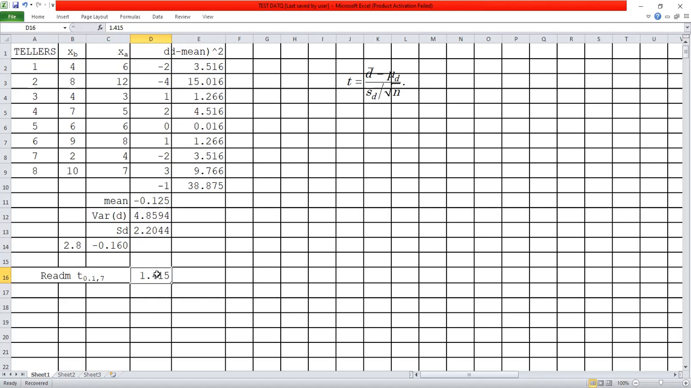These are called non-parametric tests. There are a number of them.